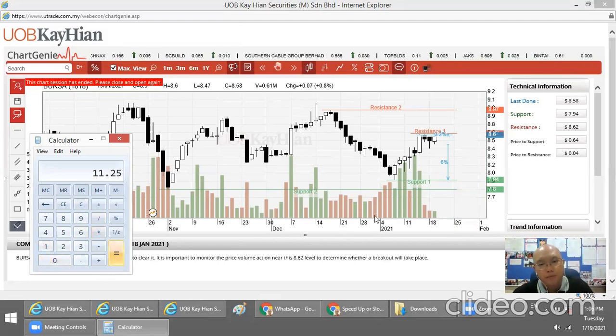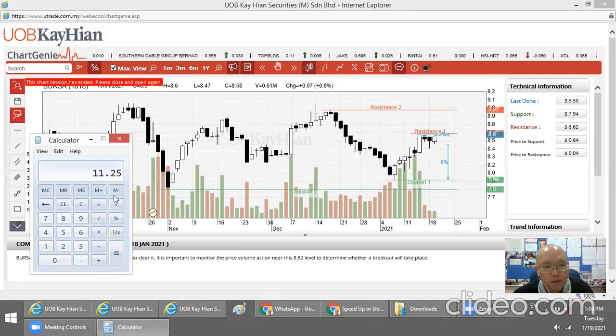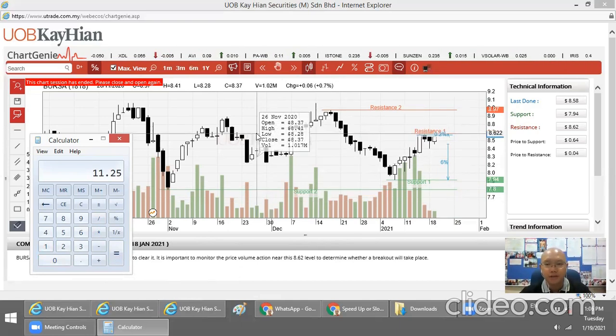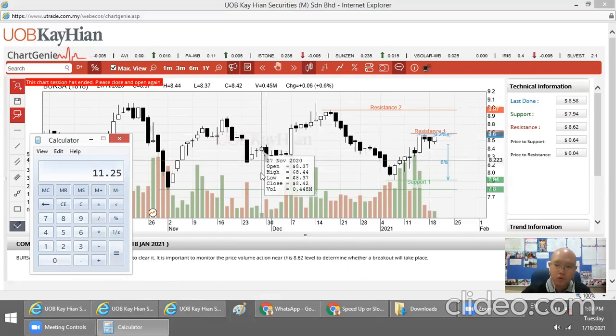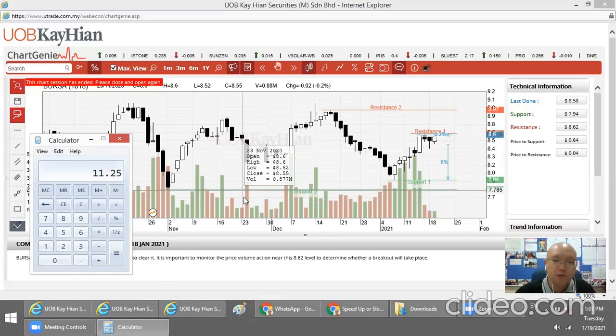So by buying over here, support 1 to support 2, I'm making probably about 11.25%. I think this is a much better return for you compared to the FD or any investment out there, if you know how to trade properly. If you buy at the resistance, you're expecting the price to go down and you have 6% or even more paper loss if it touches support 2 or even goes down.